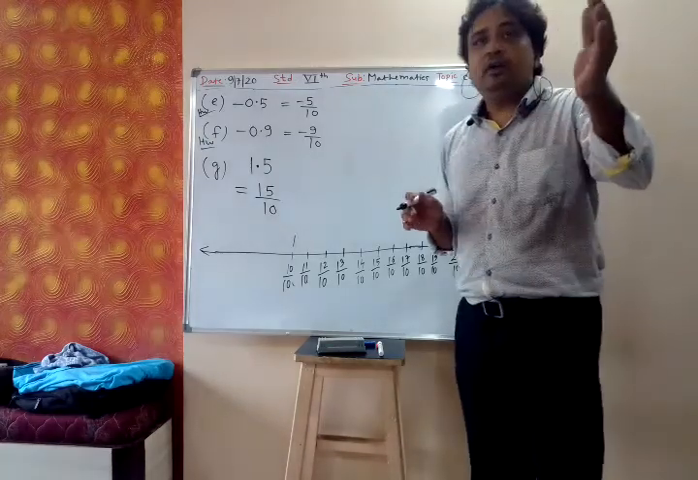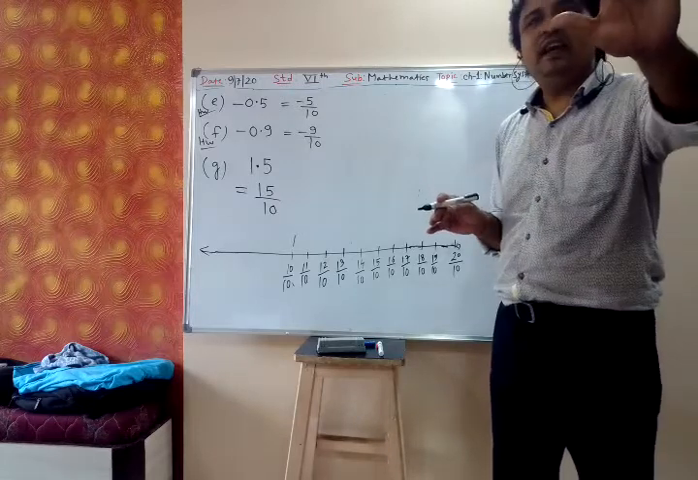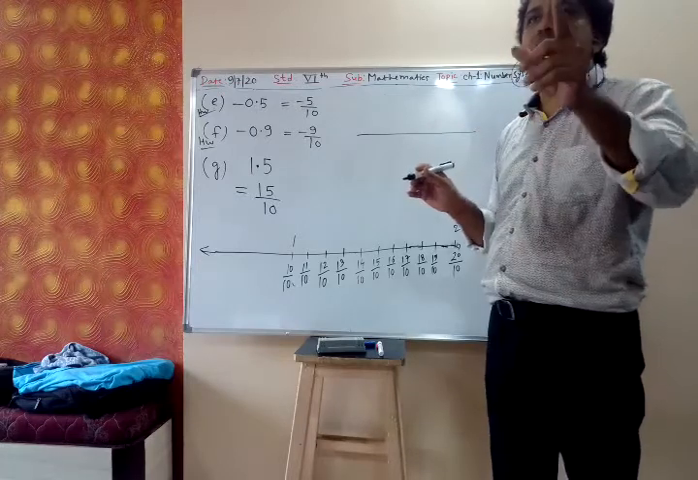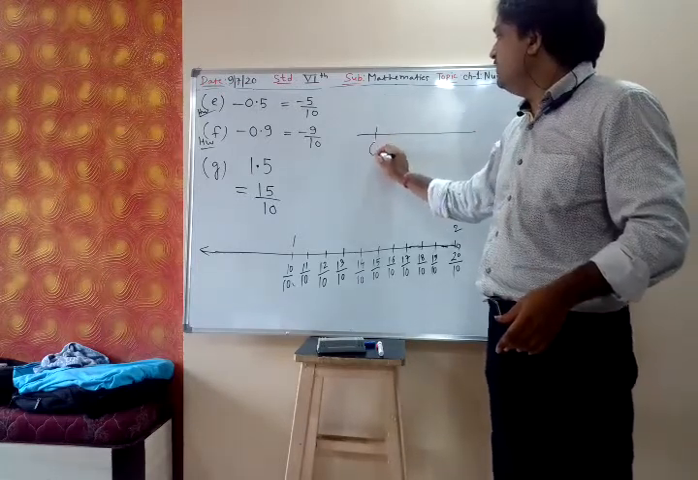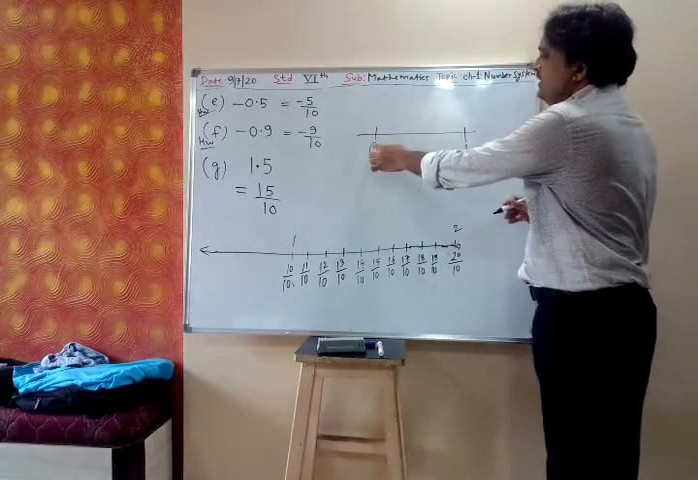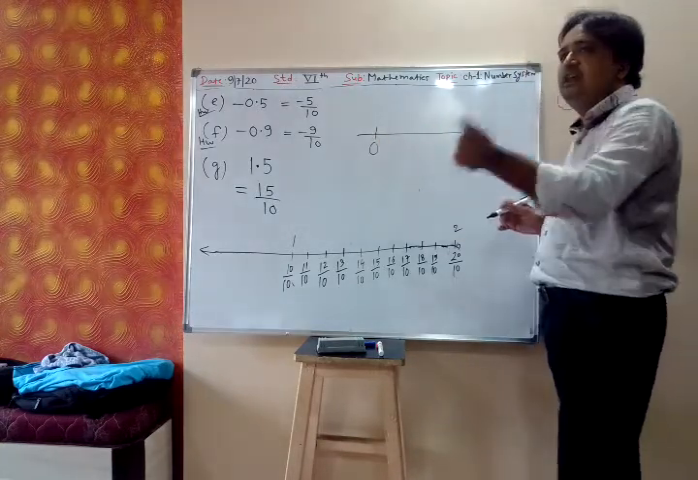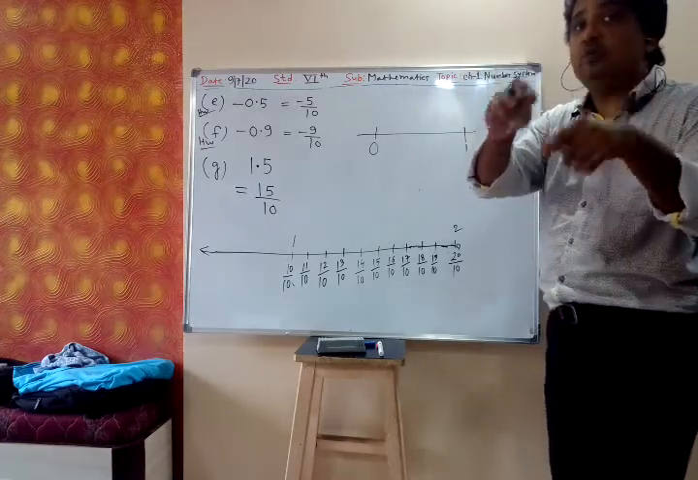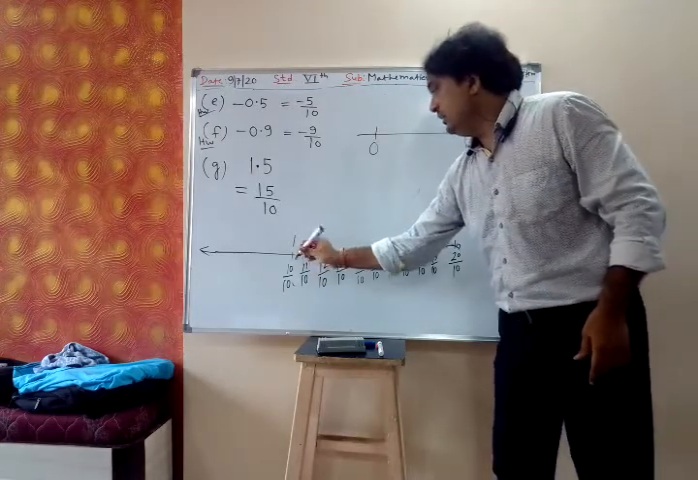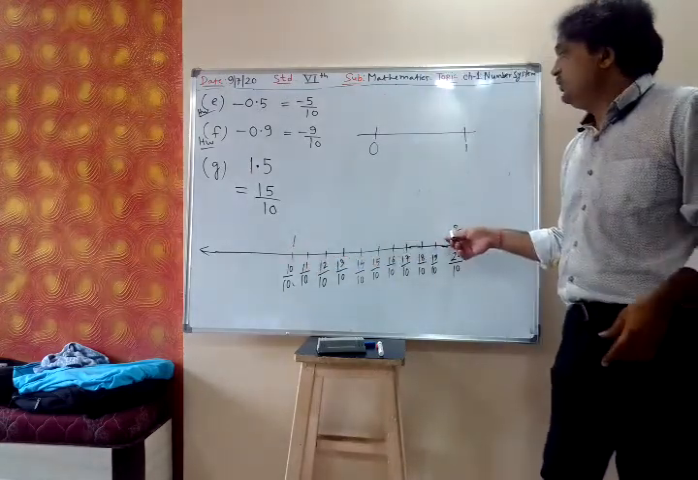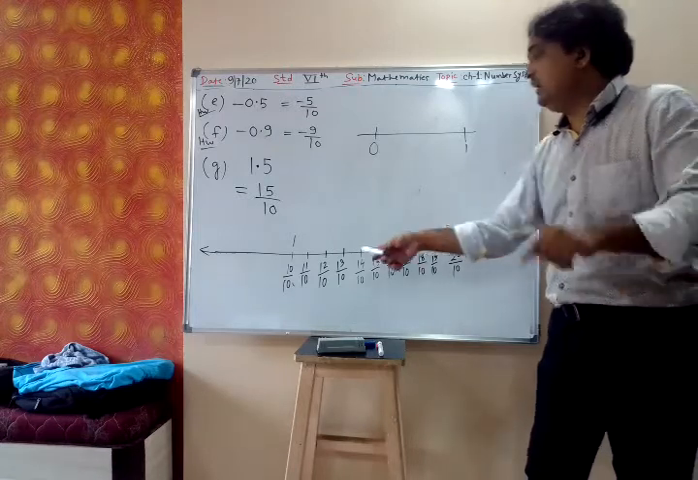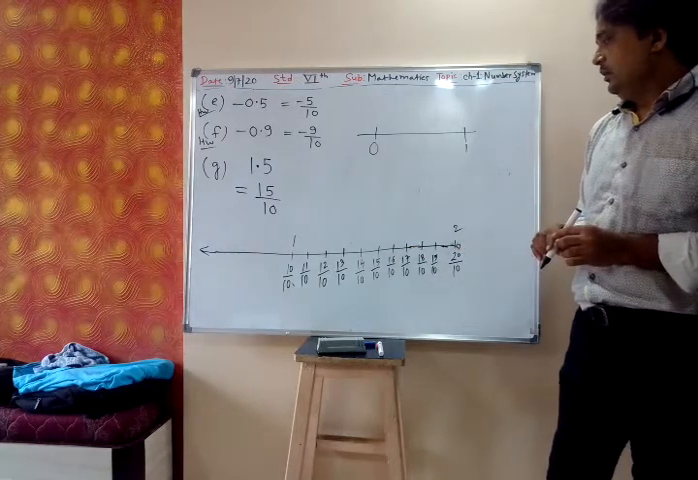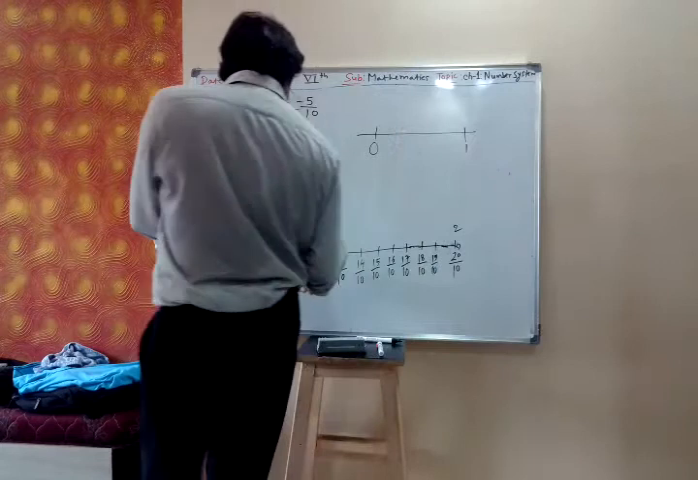See here, my dear, we write 1 upon 10, 2 upon 10, 3 upon 10, when we divide the number line between 0 and 1. When we divide the number line between 0 and 1, we take 1 upon 10, 2 upon 10, 3 upon 10, 4 upon 10. But now we are dividing the number line between 1 and 2. So instead of 1 upon 10, 2 upon 10, I will take 11 upon 10, 12 upon 10, 13 upon 10. Yes, so this is 11 upon 10.